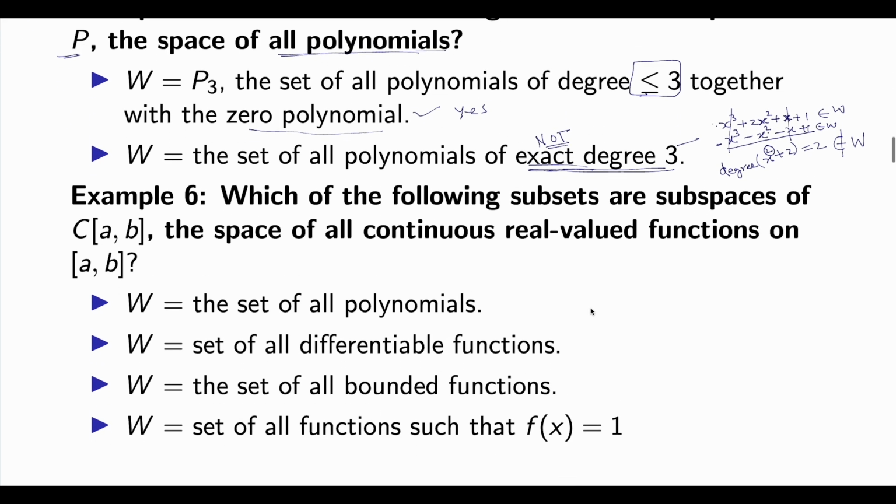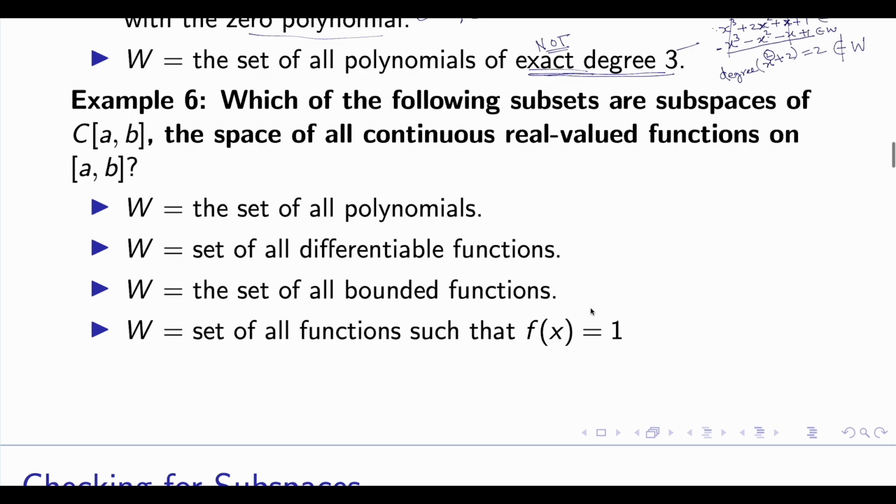Next, which one of the following subsets are a subspace of C[a,b]? What is C[a,b]? Space of all real-valued continuous functions defined on the closed interval [a,b], okay. So set of all polynomials. All polynomials means it consists of the zero polynomial. It consists of polynomial of degree 1, polynomial of degree 2, and so on, right? So see here, this is clearly a subspace.